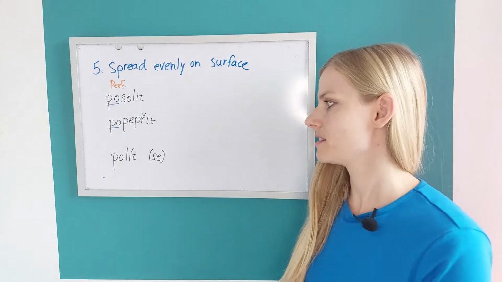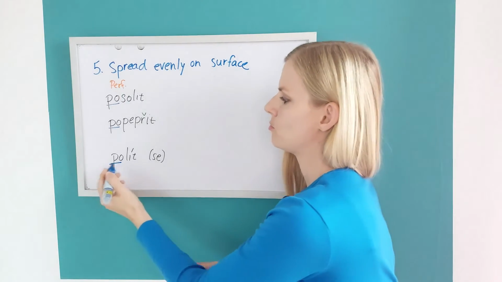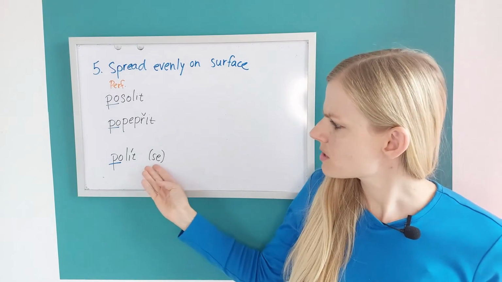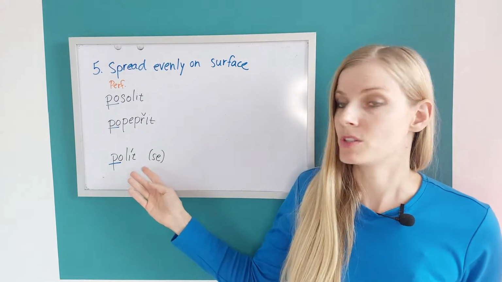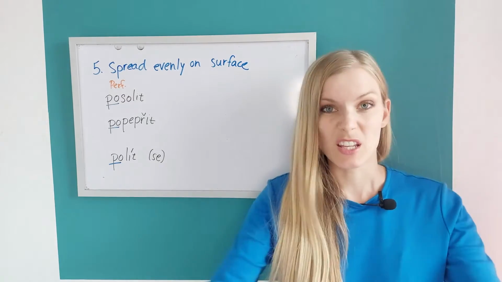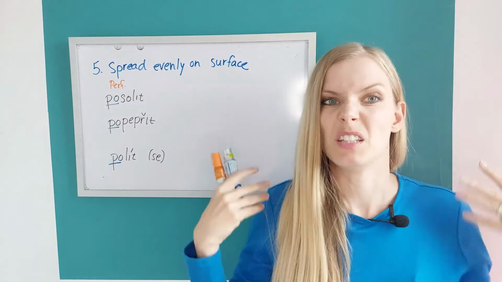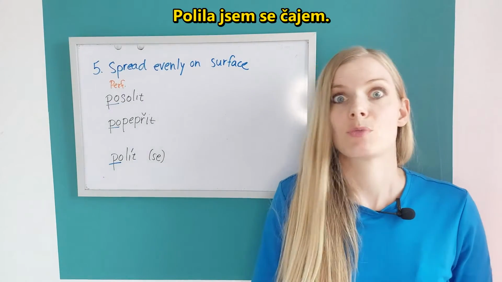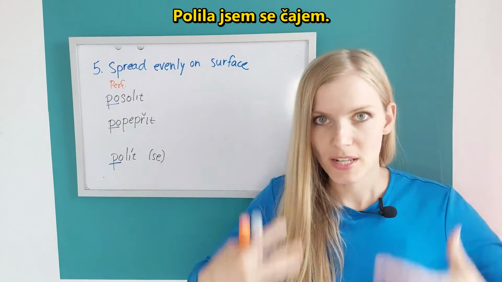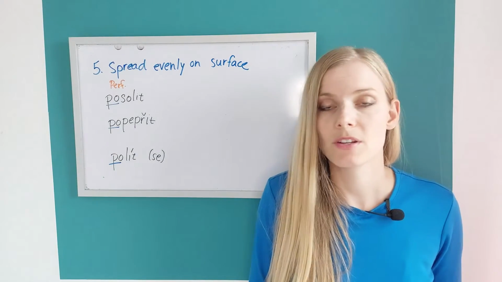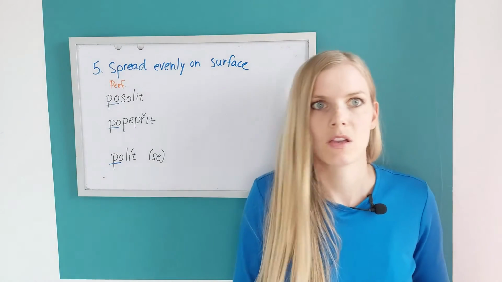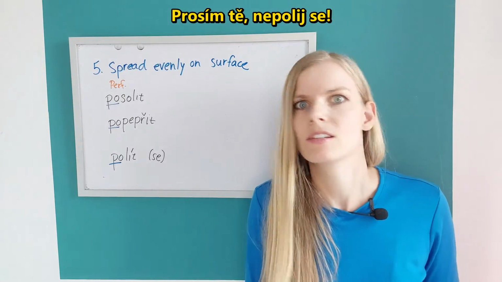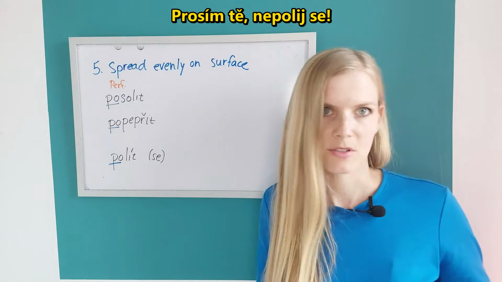Now let's take a look at this verb, polít or polít se. This means to spill or spread liquid. Usually we use it with this se part, with the reflexive part. Polít se, it means to spill liquid on yourself. Polila jsem se čajem. I spilled tea all over me. If you grew up in a Czech environment, you might have heard your parents or grandparents say, prosím tě, nepolij se. Nepolij se. Don't spill it on yourself.